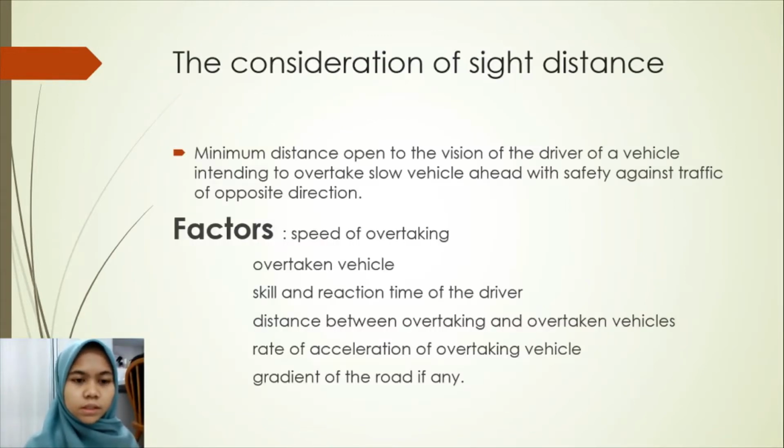Consideration of sight distance. This is the minimum distance open to the vision of the driver of a vehicle intending to overtake a slow vehicle ahead with safety against traffic of the opposite direction. So the factors are the speed of the overtaken vehicle, skill and reaction time of the driver, distance between overtaking and overtaken vehicles, rate of acceleration of the overtaking vehicle, and the gradient of the road, if any.